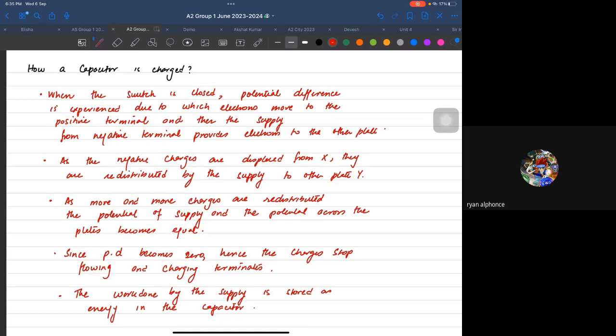The work done by the supply is stored as energy in the capacitor.